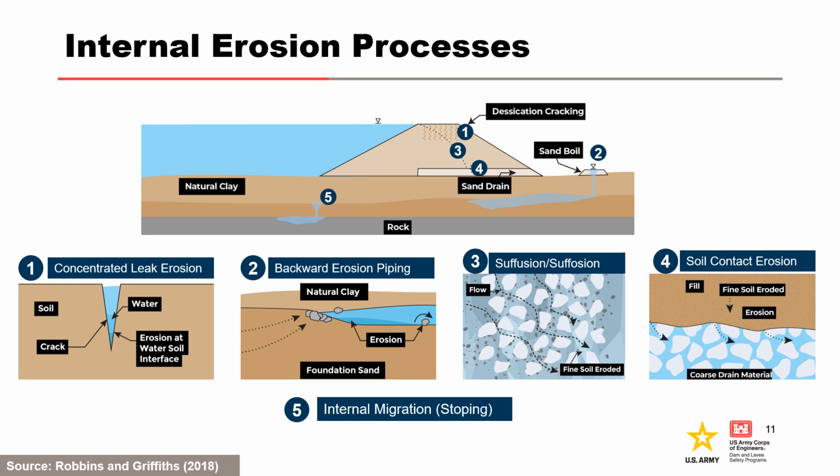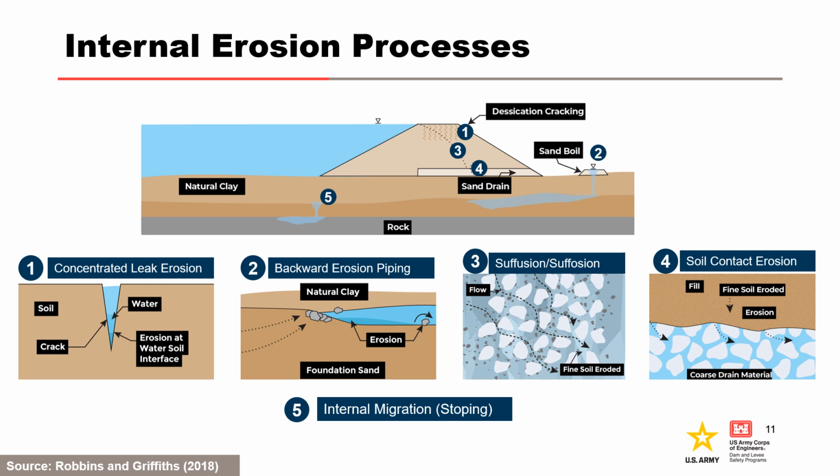For concentrated leak erosion, it is used to estimate hydraulic shear stress for initiation. For backward erosion piping, it includes vertical exit gradient for initiation and horizontal gradient for progression. For suffusion, it includes exit gradient for initiation. For soil contact erosion, it is used to estimate Darcy velocity for initiation. For internal migration, a vertical downward gradient is required.